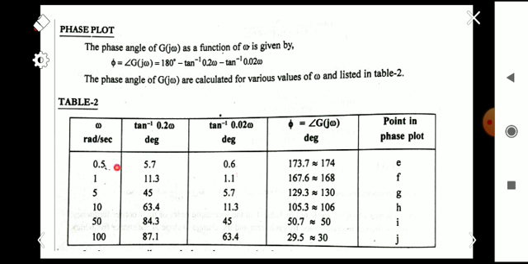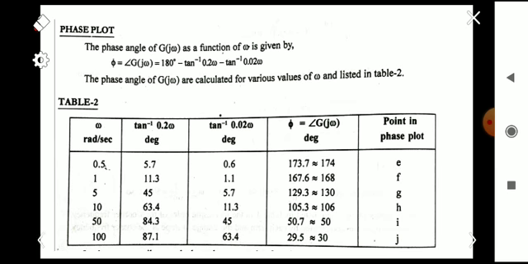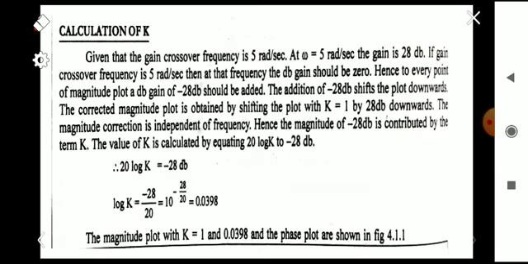For each frequency we have different angles. Here the maximum and minimum values are 174 and 30. In the graph we are choosing the lowest value as 20: 20, 30, 40, 50, 60 up to 180, because we have to accommodate these values, that is 30 to 174. So we are taking 20 to 180 only. Based on the frequencies, we have to choose some points, and we can mark some points.